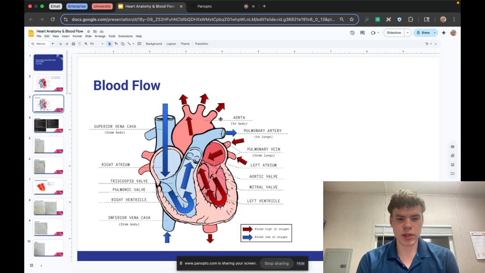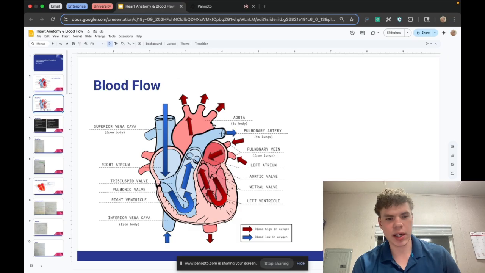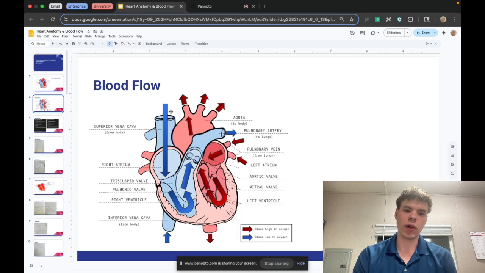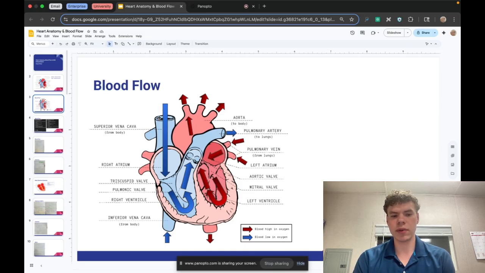So this diagram basically shows exactly what I just explained to you. Blood flow through the heart comes in from the body through the superior vena cava, right atrium, tricuspid valve, right ventricle, pulmonary artery to the lungs, pulmonary vein, mitral valve, left ventricle, aortic valve, aorta, right?